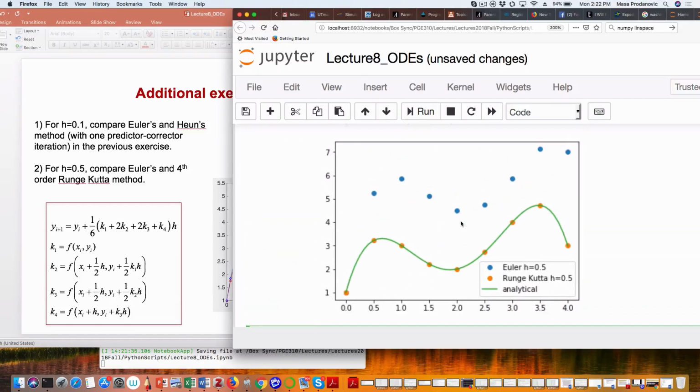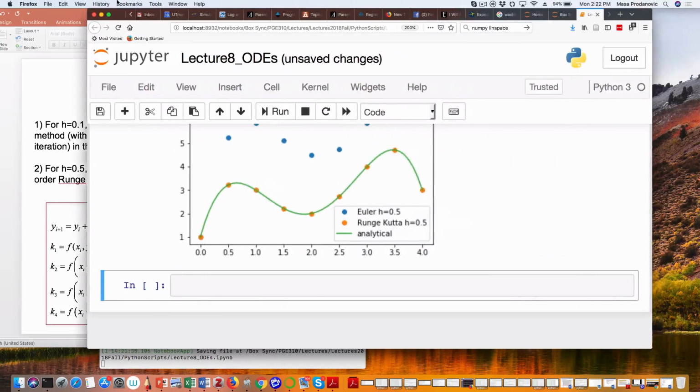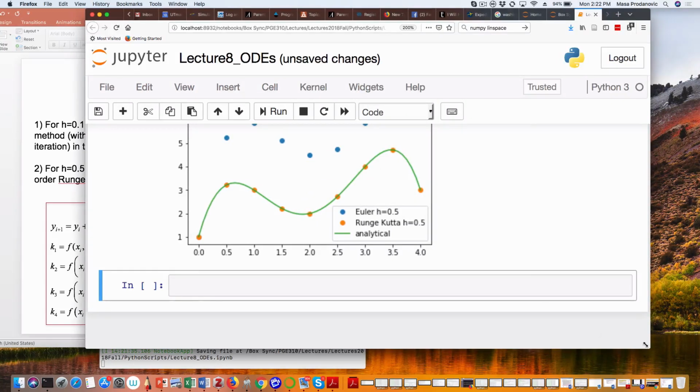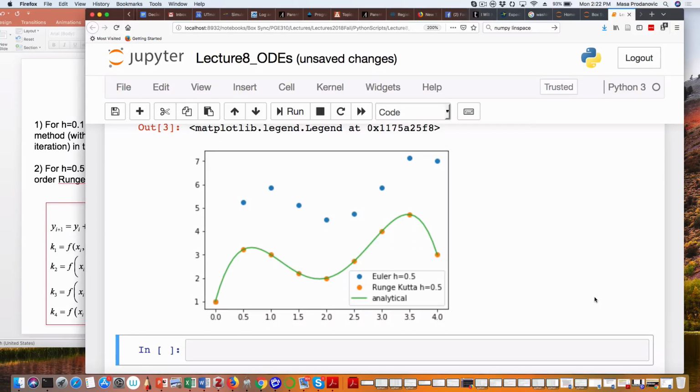Look at that. I can't even see the difference between analytical solution and Runge-Kutta. How's that for being on point?